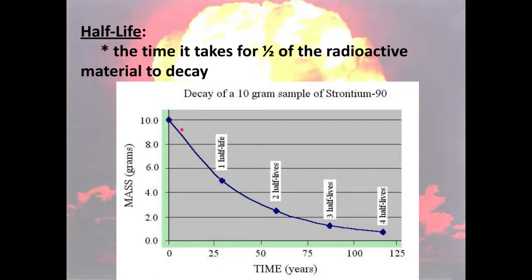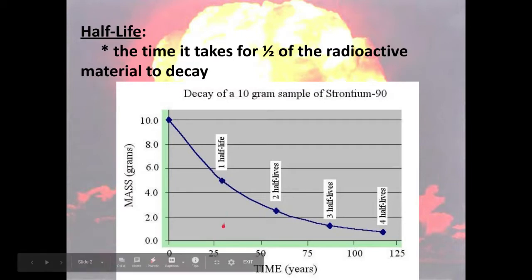So if we started off with a 10-gram sample of strontium and it went through one half-life, what's half of 10 grams? 5 grams. So 5 grams would remain after one half-life. Now you can test and see how much time that took. Well, it took over 25 years. So we know that the half-life is 28 maybe.